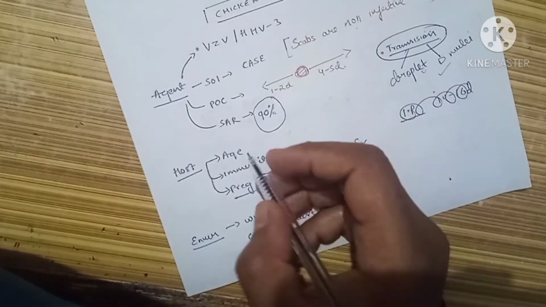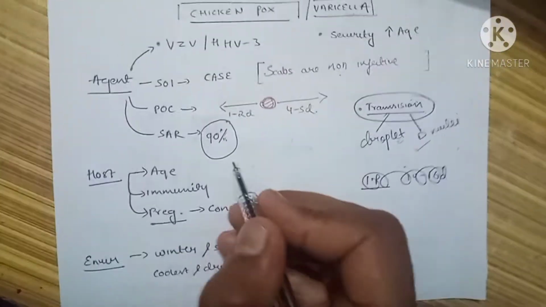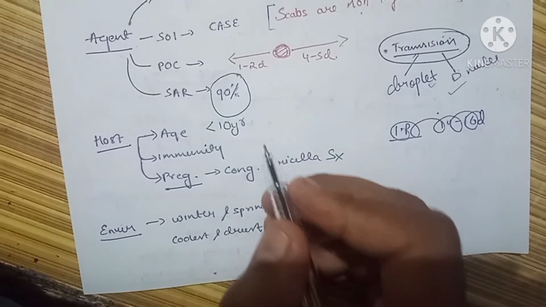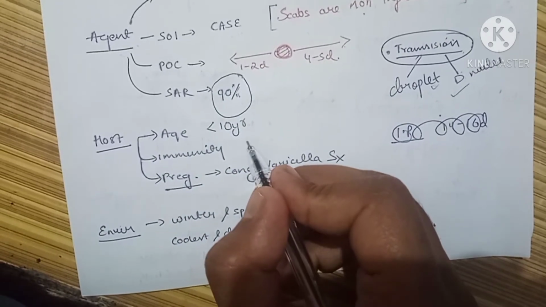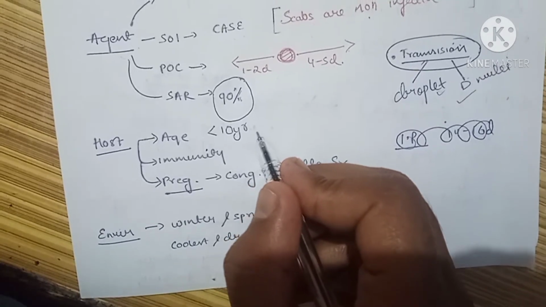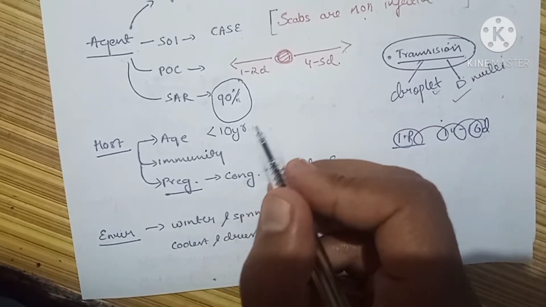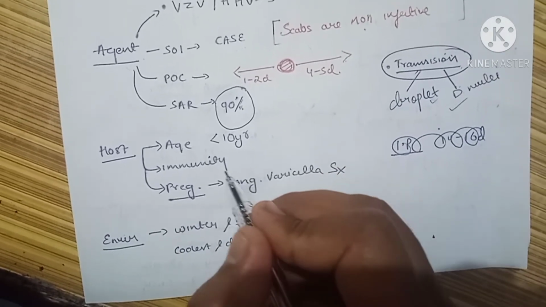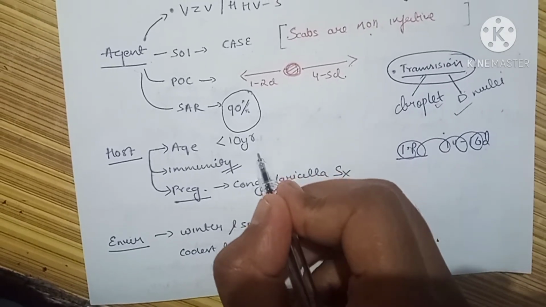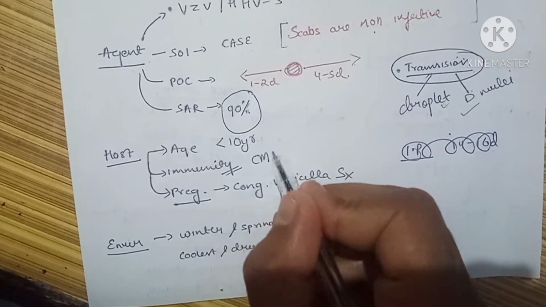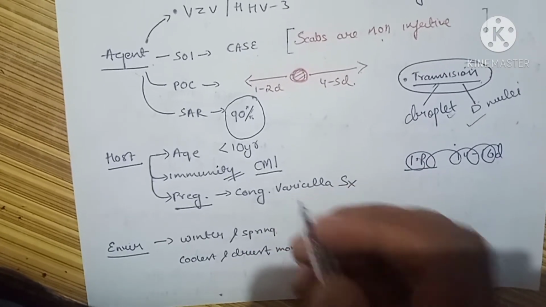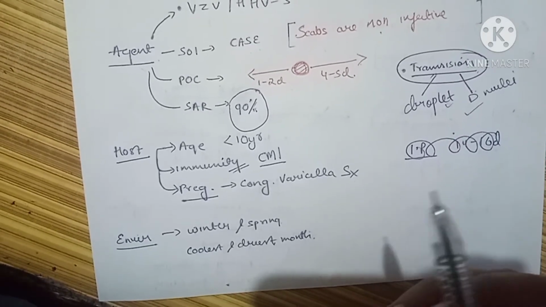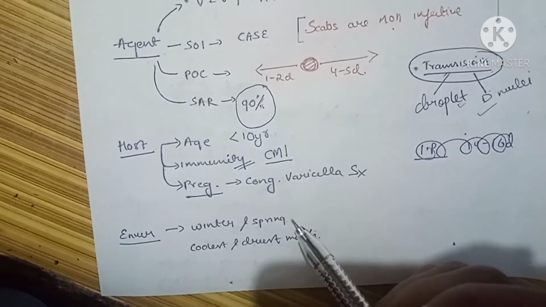The other thing we need to know about host factor is that the age in which it occurs is usually less than 10 years, but it can occur in later ages also. When the patient escapes the infection within 10 years, and again develops the infection in adulthood, that is more severe. The thing we need to remember about immunity is that the cell mediated immunity plays a vital role. As we know, with age the cell mediated immunity diminishes, and this is the reason chickenpox cases become more severe with age.